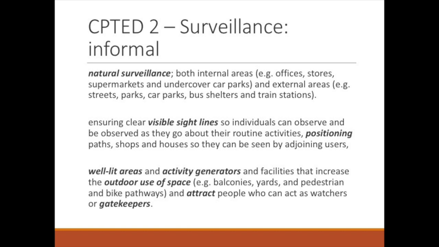Now, things like well-lit areas and activity generators and facilities that increase the outdoor use of space are other aspects of this informal surveillance. When we're talking about outdoor use of space, we're thinking about balconies, yards, and pathways, and so on. And these aspects of design attract people who can act as watchers or gatekeepers in a space, right? You just think about it.